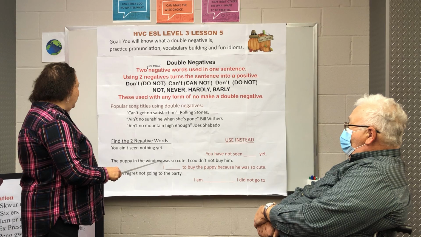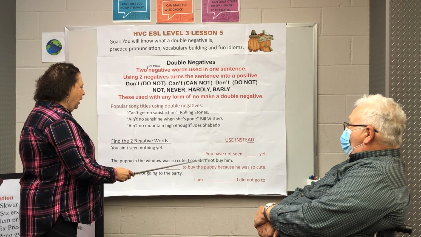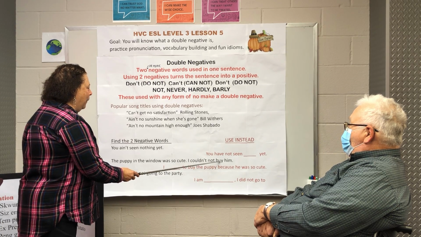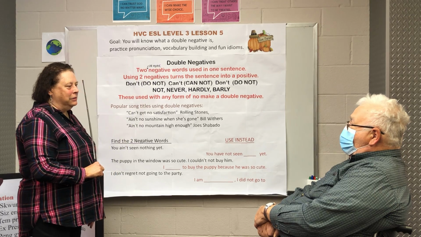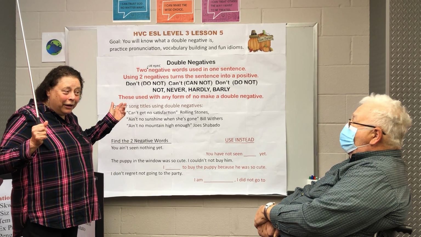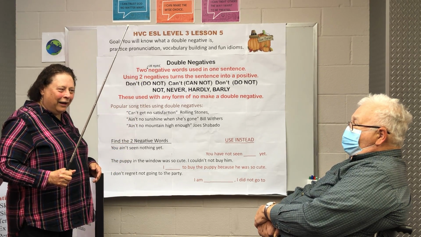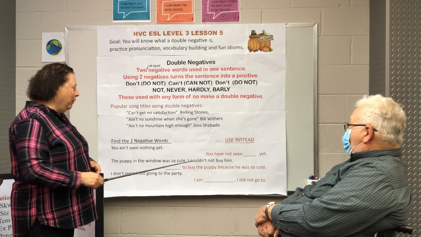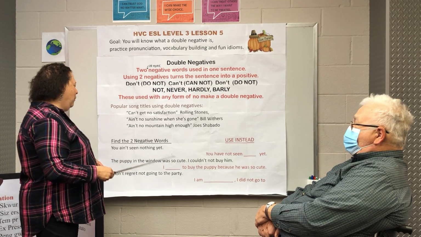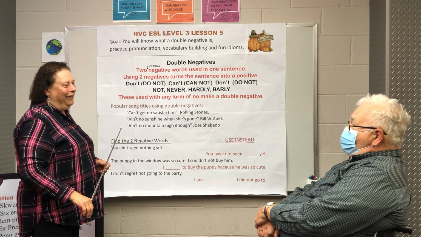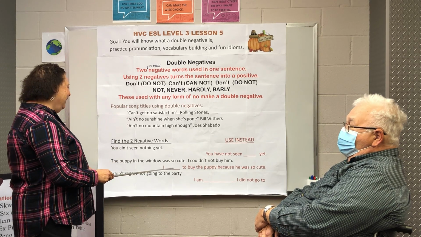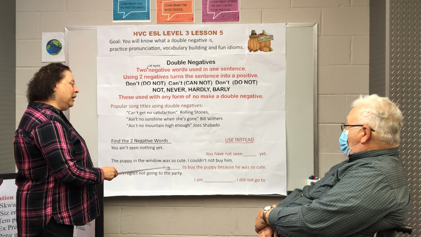The puppy in the window was so cute, I couldn't not buy him. Okay. Did he buy the puppy? Yes. Because why? Double negatives. Makes a what? Positive. Well, actually, he bought him because he was really cute. But anyway, okay. What do you think you could put in this sentence to make it correct grammar?